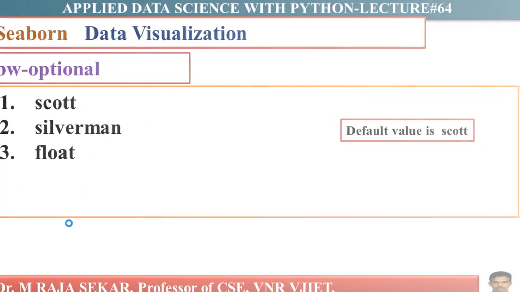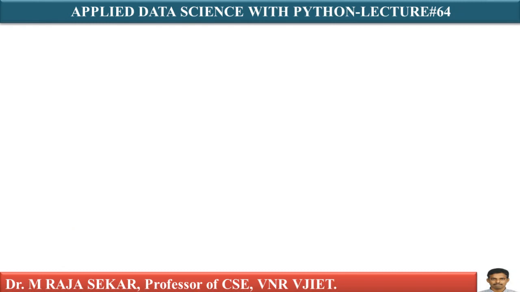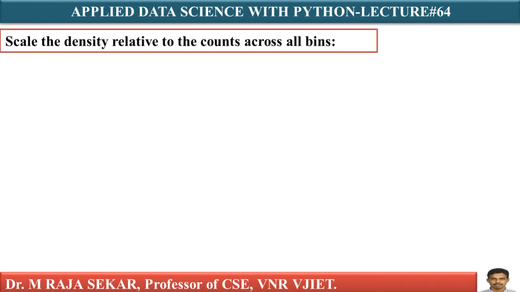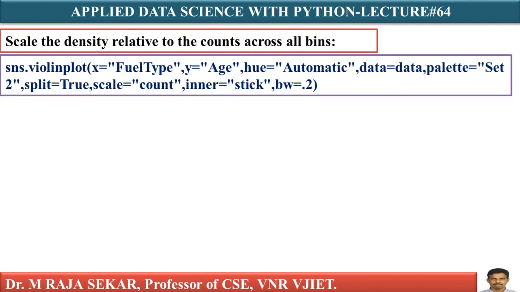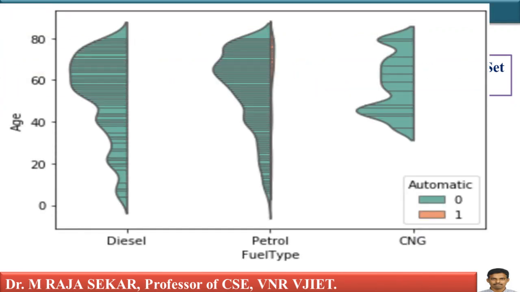Basically, what does BW mean? The scale factor to use when computing kernel bandwidth. BW means bandwidth. What does it mean? The actual kernel size will be determined by multiplying the scale factor by the standard deviation of the data within each bin.